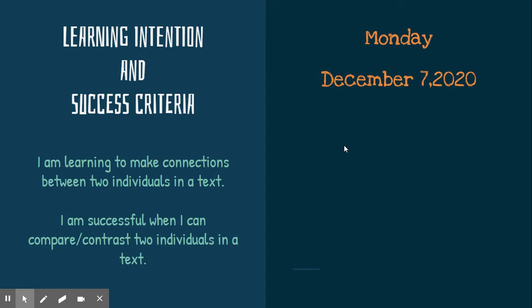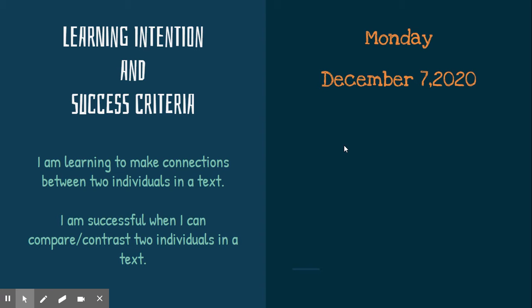So today, our learning intention is I am learning to make connections between two individuals in a text. I am successful when I can compare and contrast two individuals in a text. And what that is saying is you are telling how two people within one text are the same or how they are different.